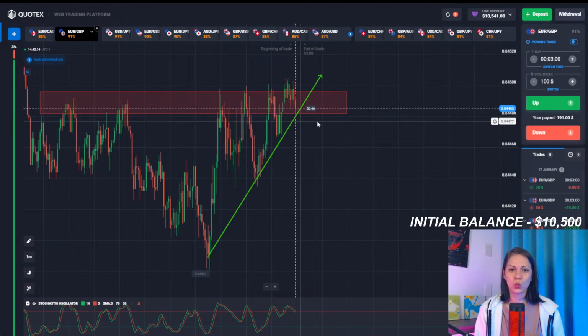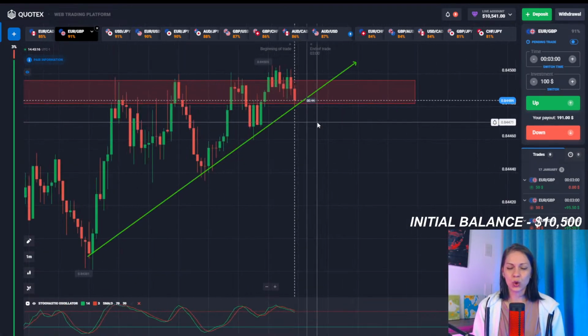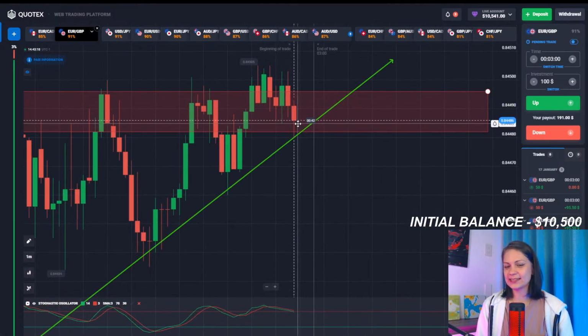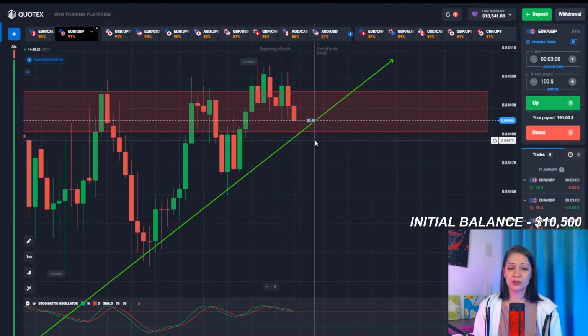Ooh, look at these. So the price went back to the trend line, and what is it going to do?